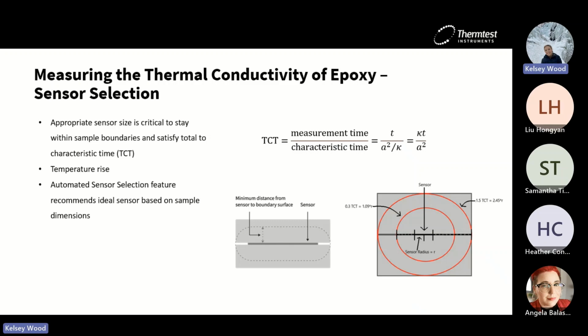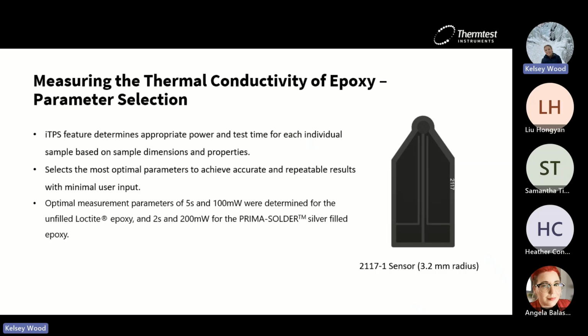We also have the proprietary intelligent transient plane source feature that's embedded into the MPV software. So this serves as a tool to assist with a selection of appropriate parameters to achieve the appropriate temperature rise, TCT, and probing depth for your sample. So the ITPS is fully automated. It runs a single sensing transient while reading information back to the software to ultimately determine the ideal test time and power to use for your sample.